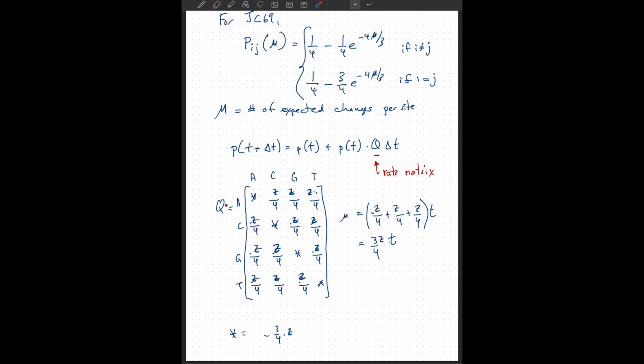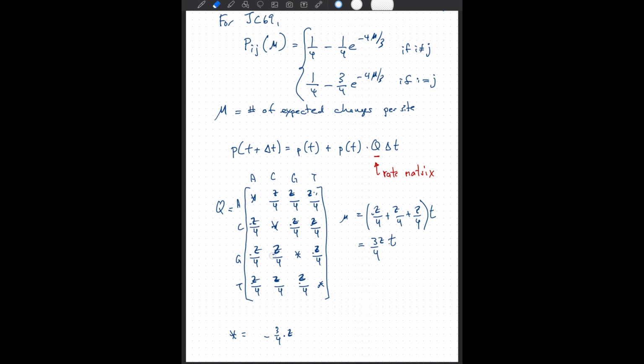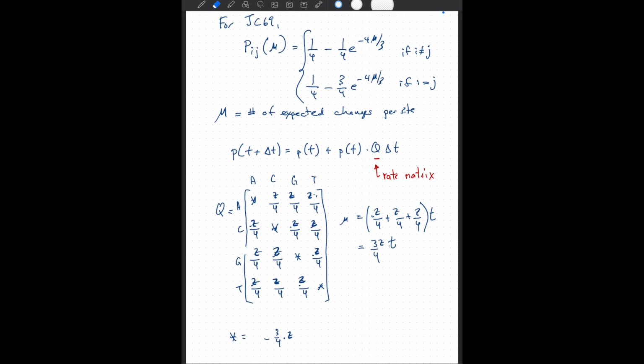And this Q for the Jukes-Cantor can be written as follows. It's z over 4 everywhere here. Okay, so it's z over 4, and that's related back to this mu, as basically mu is equal to 3z over 4, just z over 4 times 3 times the time interval t. So, well, that's not so important.